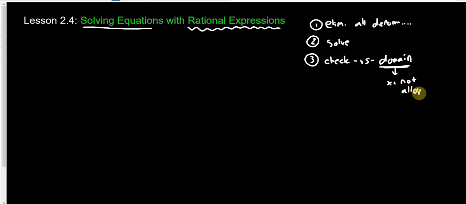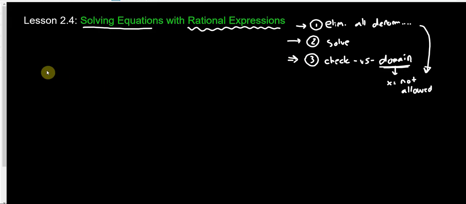So we want to be careful that when we're solving, if we get two answers, we check both answers, and it's possible one or both or none may be not allowed in the domain. They may make the rational expressions undefined. We already know how to eliminate all the denominators and how to solve. But now, since we're going to put x's in the denominators possibly, we need to really worry about checking to make sure our solutions are valid and they work in the domain.